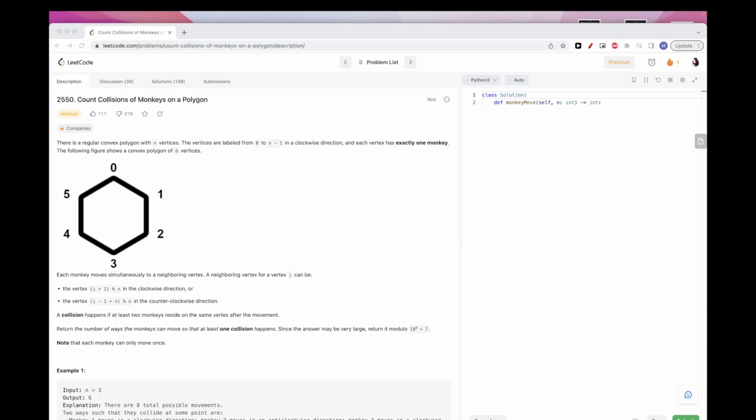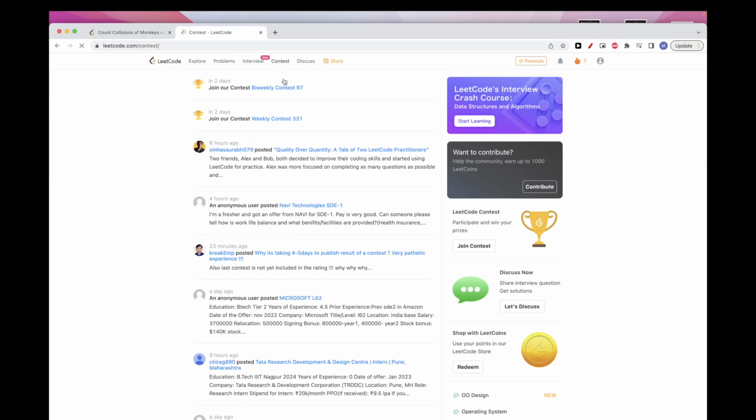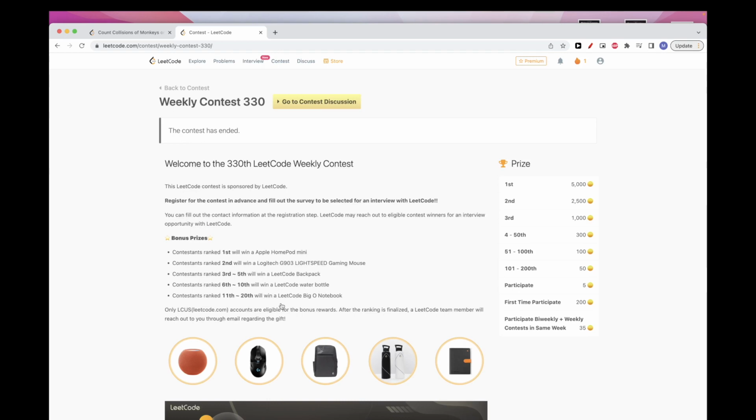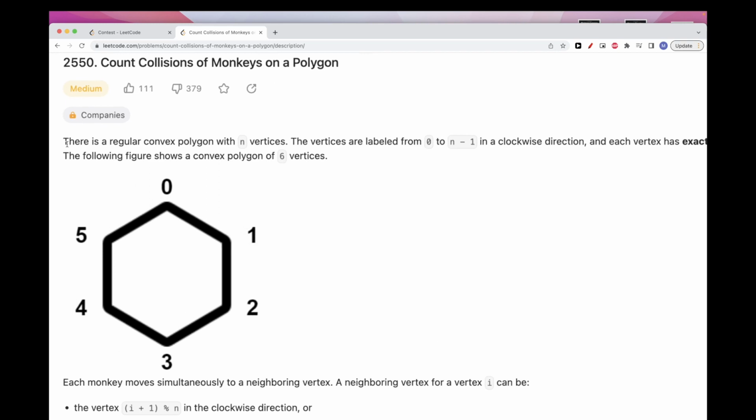Hello, so today we are going to solve problems from this week's contest. Count collisions of monkeys on a polygon. This is the second problem. And by the way, this is contest 330. Okay, so what the problem says is we got a regular convex polygon with n vertices, right?